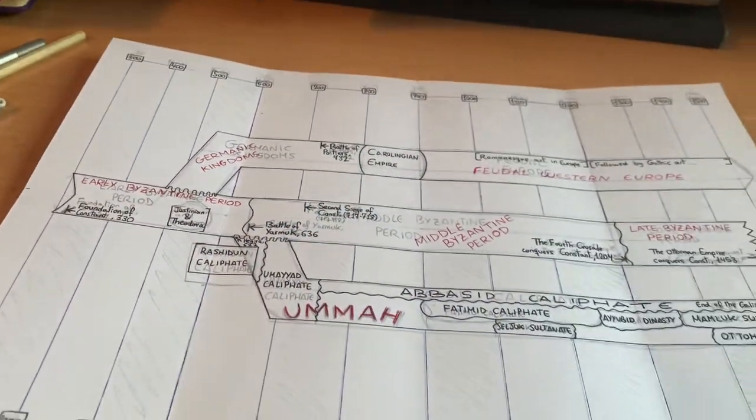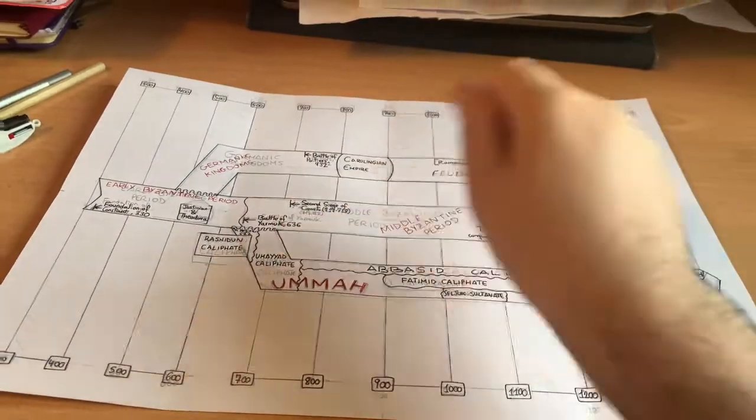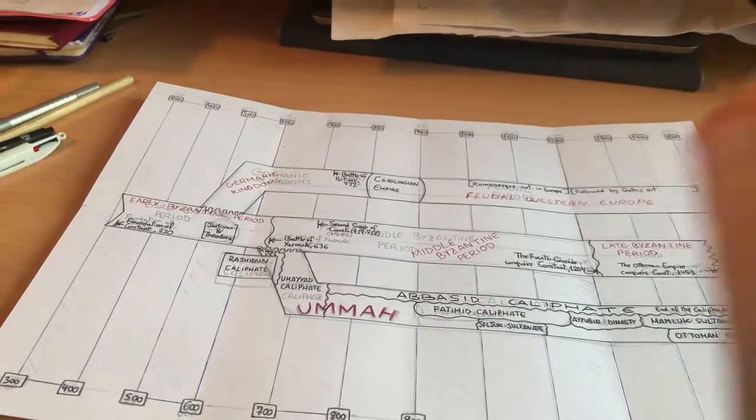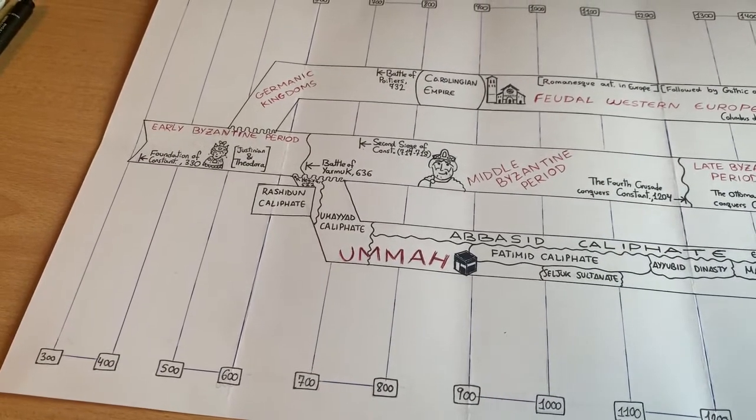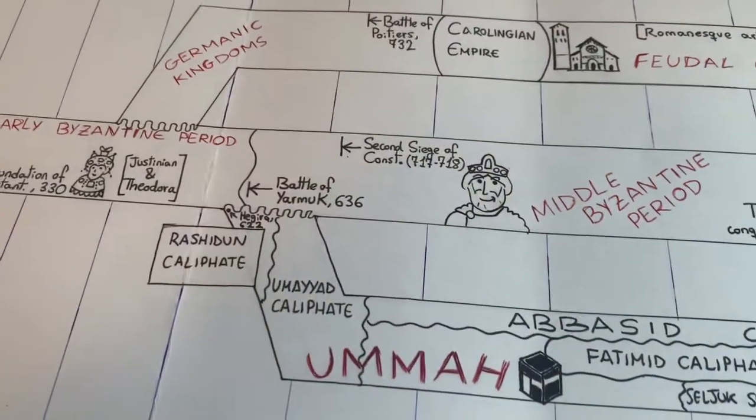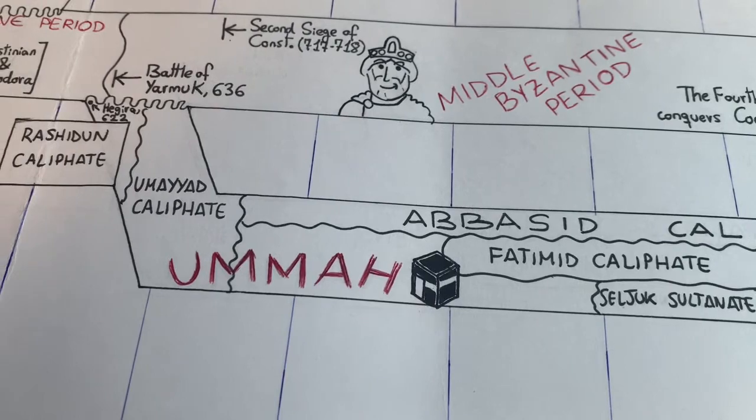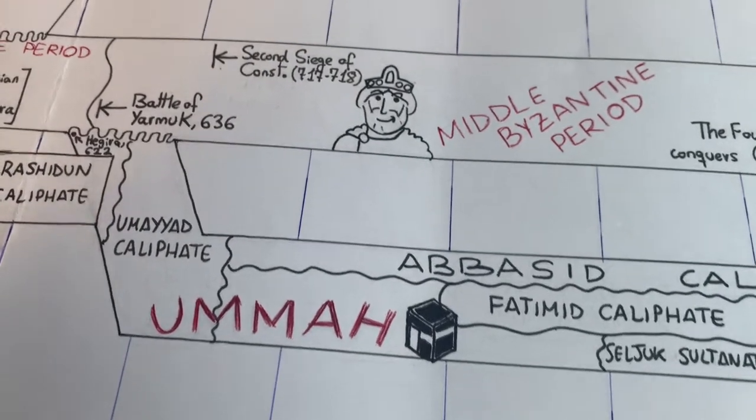Okay, now I'm going to show you how it looks after we erase the pencil with the rubber. Okay, so this is the version without the pencil. And as you see, I added some decorations. This is the Kaaba, okay, in Mecca.